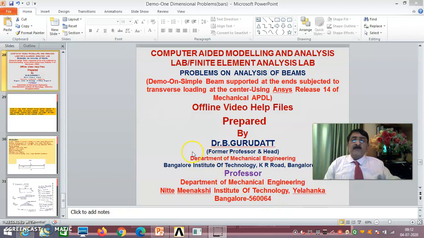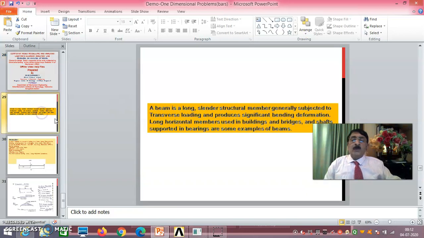Before we start with actually doing the problem and answers, first we'll know in a simple way what exactly a beam is. A beam is a long, slender structural member generally subjected to transverse loading. That means perpendicular to the axis there will be loading. Members subjected to transverse loading produce significant bending deformation.